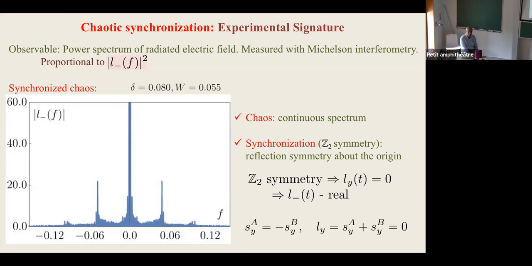I have a silly question. How does one measure the negative frequency component of the power spectrum? You have radiation coming out at a certain frequency. How do you tell positive frequency from negative? It's a Fourier transform of an autocorrelation function, which is like E conjugated at t, E at t plus tau.